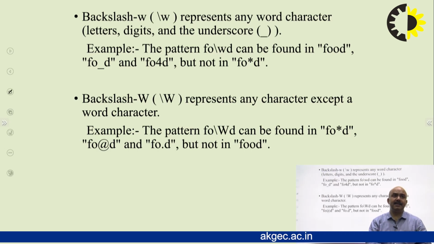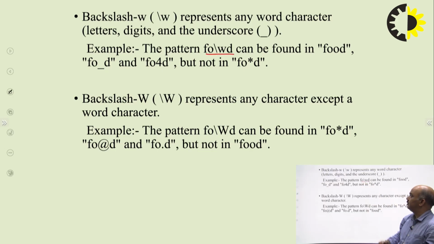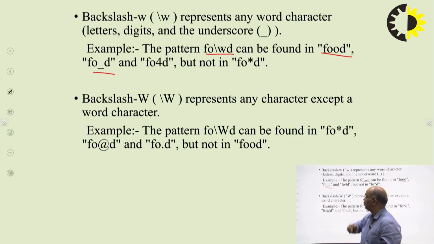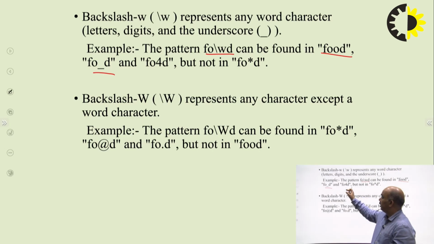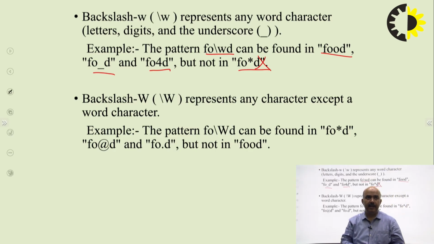Another is \w, which represents any word character, like letters, digits and underscores. So we can say those are acceptable, but not the special symbols. In this example, we say fo\wd, small w, can be found in food. Yes, letters are there. Underscore, yes, acceptable. Digits, yes, acceptable. But the symbol here is not acceptable in this case, in the small w.